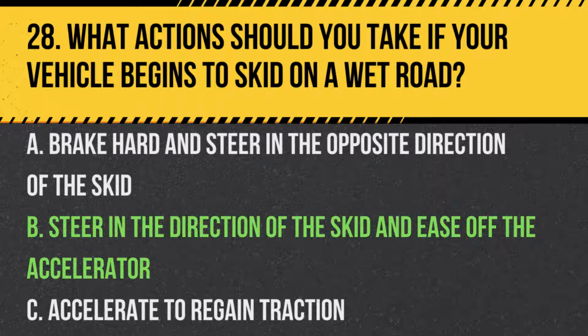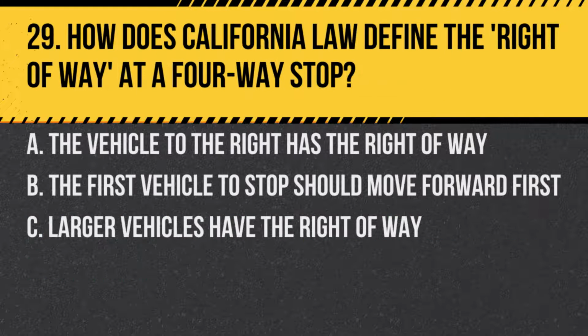Answer: B. Steer in the direction of the skid and ease off the accelerator. This helps regain control of the vehicle. Question 29. How does California law define the right-of-way at a four-way stop?